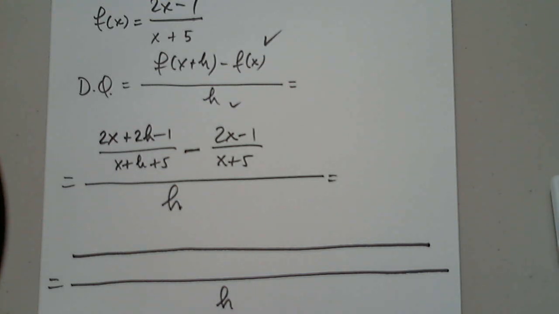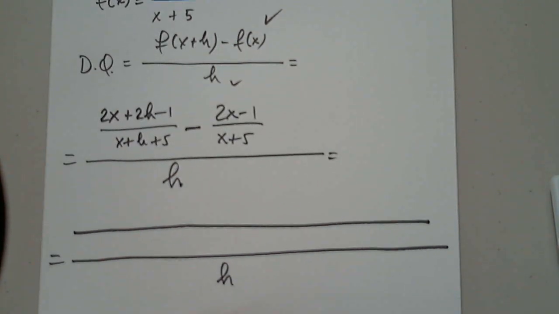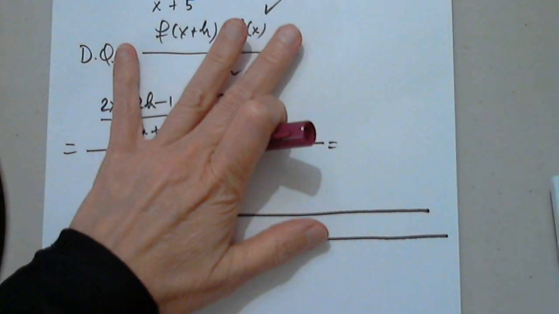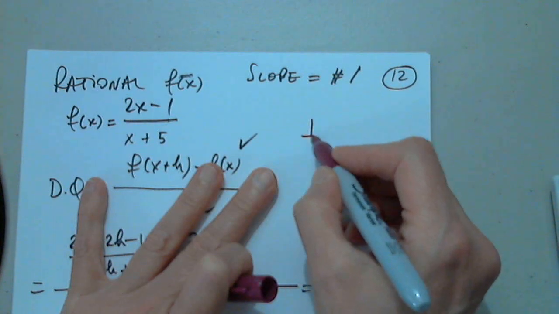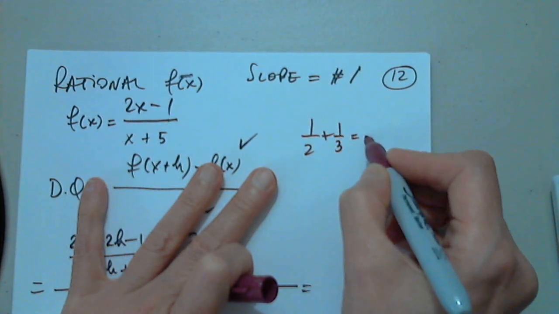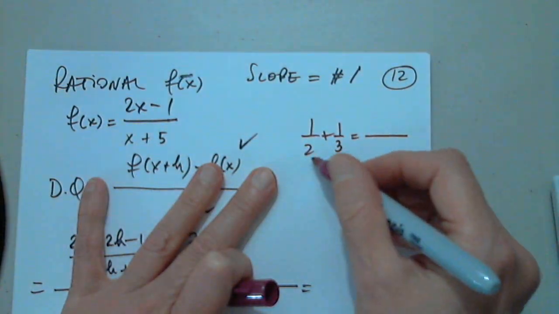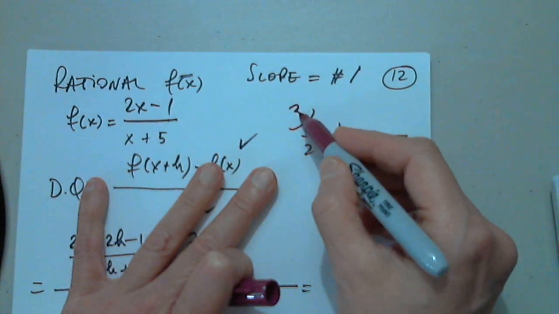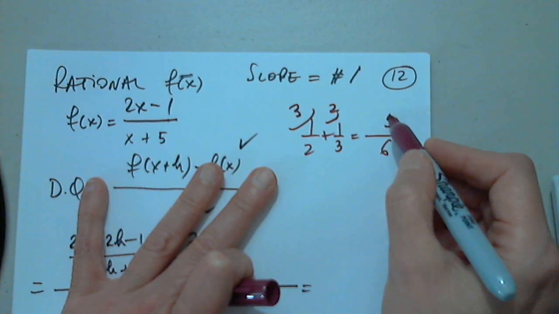X plus h plus 5. Careful. Is it x plus 5? Say it again. X plus 5? Okay, so let's talk about it. When I add 1/2 to 1/3, how do I get the least common denominator? Do they have anything in common? You multiply the bottoms together. Good. So then I have a 3 here and a 2 here, so 3 plus 2 will be 5.